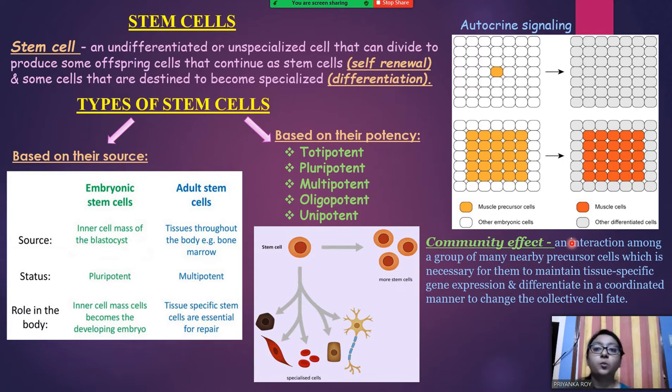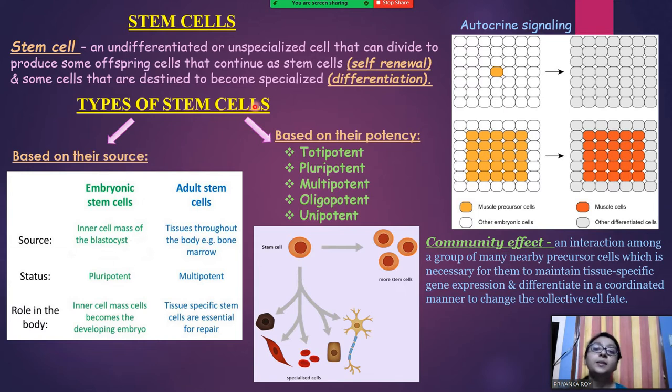Next is the stem cell. So what is a stem cell? Like I've already discussed while doing potency, a stem cell has the potential to give rise to a lot of cell types. It is an undifferentiated cell that can divide either to form a cell of its own kind, giving rise to more stem cells, which is known as self-renewal, or it can give rise to a number of specialized or differentiated cells. This process is known as differentiation.